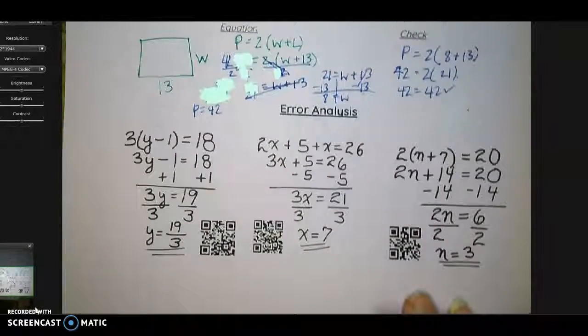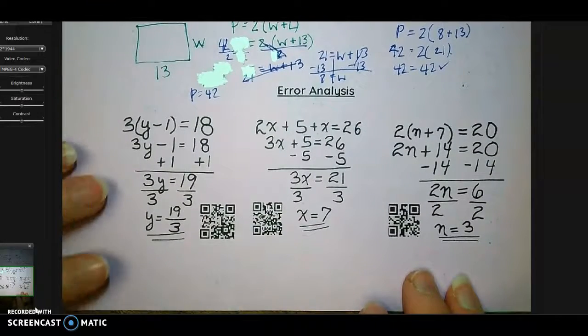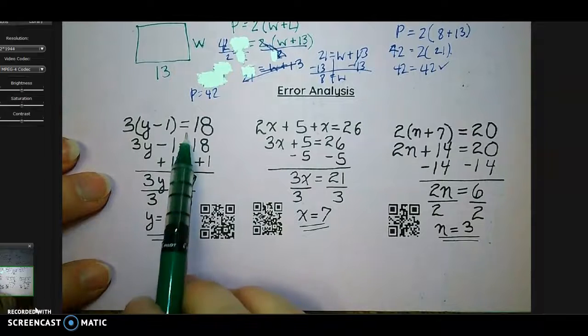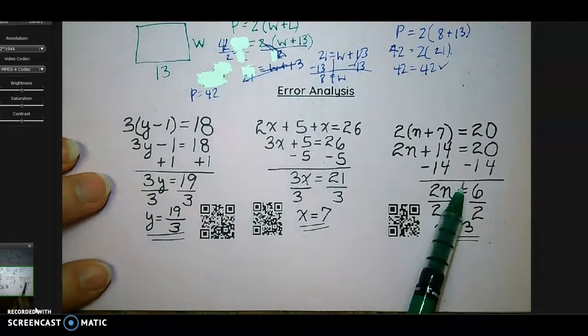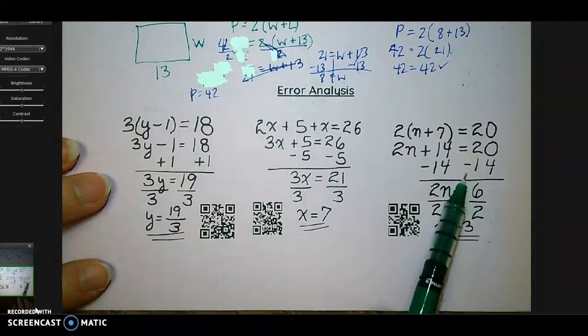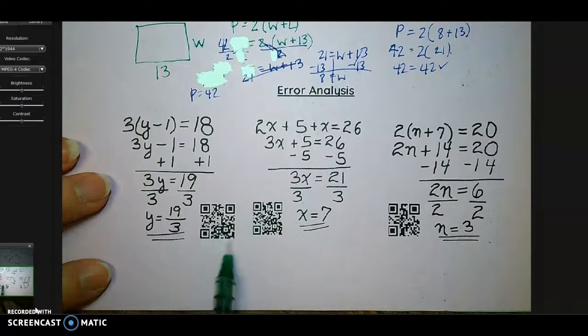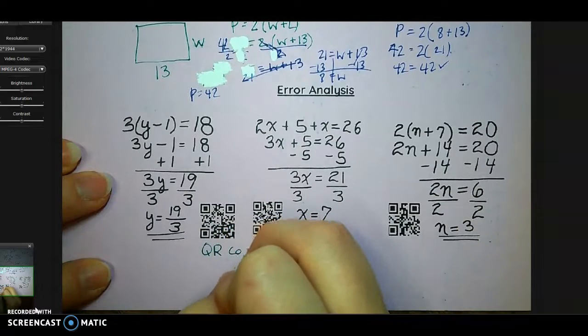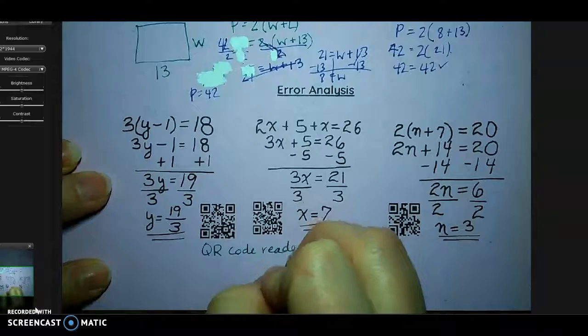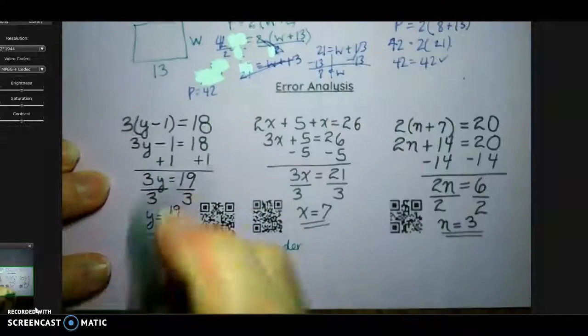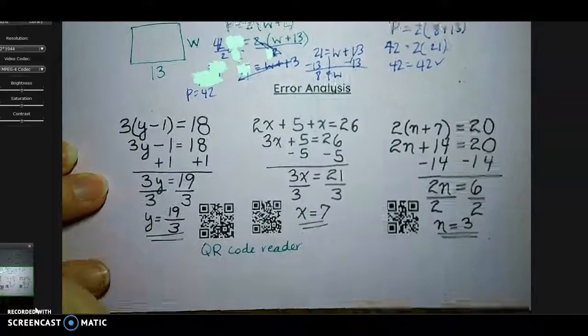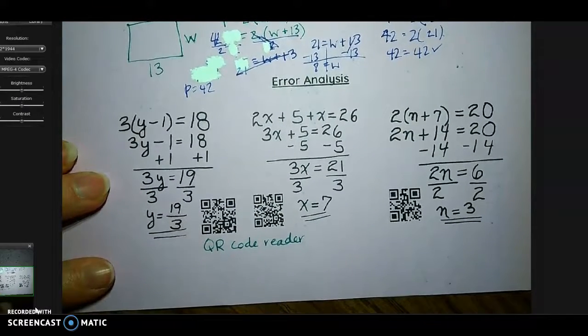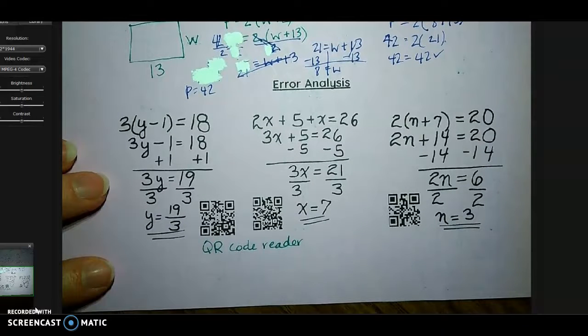And down at the bottom, we're doing some error analysis. And here's what I want you to do. I want you to go through and look at the problems that these people did, and see if you can find a mistake. When you're finished, you can use this as a QR code reader. You probably already have one on your phone. You can also put it on your Chromebook. You'll shoot that. It'll tell you, hey, you got the problem right, or no, you got it wrong, and you'll be able to check yourself from there.